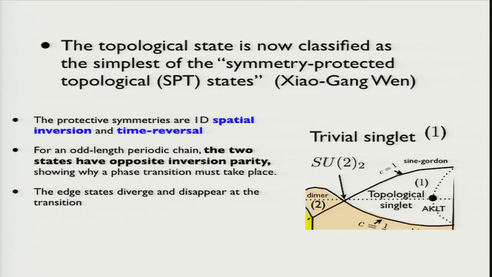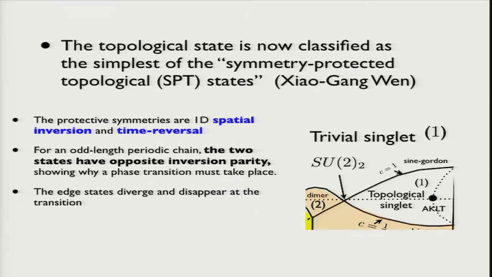And of course, it turns out that this topological state, the one with the people joining hands together, is now classified as a symmetry protected topological state. So we can classify things, and there's a large blending of notions of symmetry and topology and this notion of topological protection. In this particular case, the protective symmetries are 1D spatial inversion and time reversal. If I maintain those two symmetries, I cannot go continuously between the two states, and there's always going to be a transition between them.